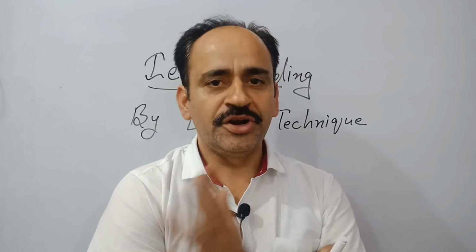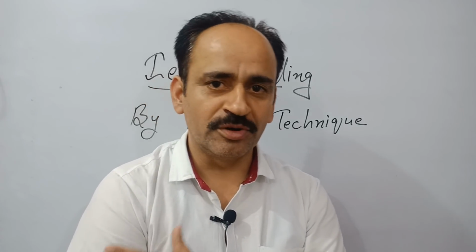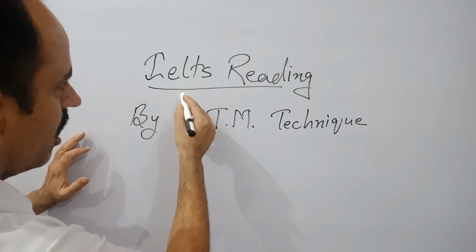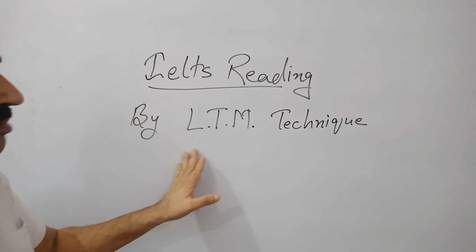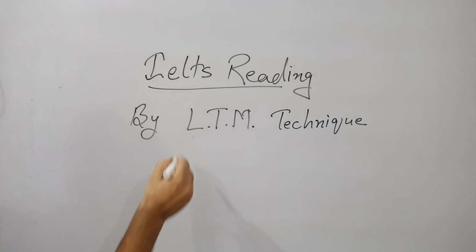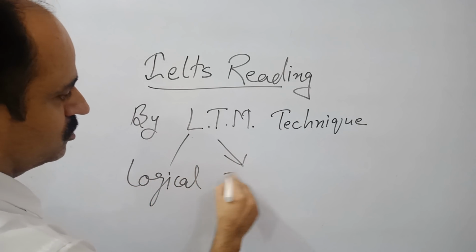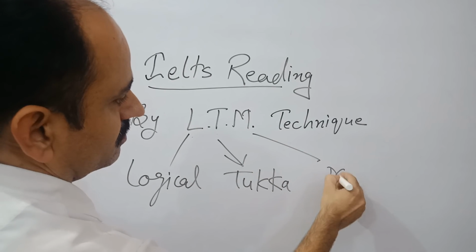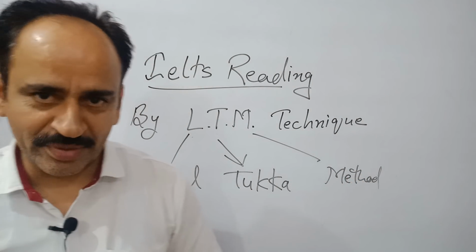My name is Praveen Kumar and today I am going to discuss with you a technique of finding answers in IELTS reading. This technique is suitable for both academic and general reading students, and the technique name is IELTS reading by LTM technique. What does it mean by LTM? L means logical, T means tukka, and M means method. So this is a technique called logical tukka method.